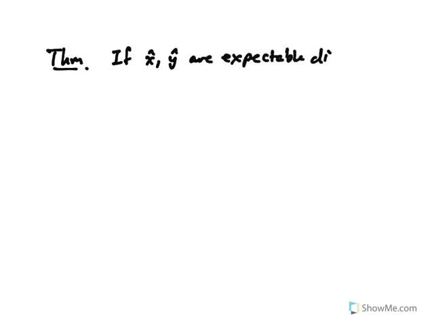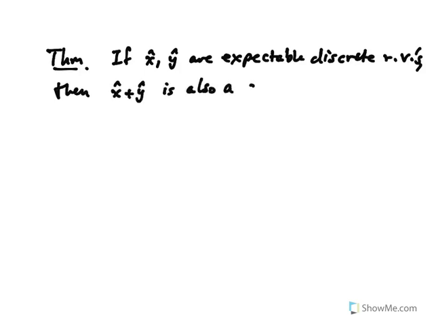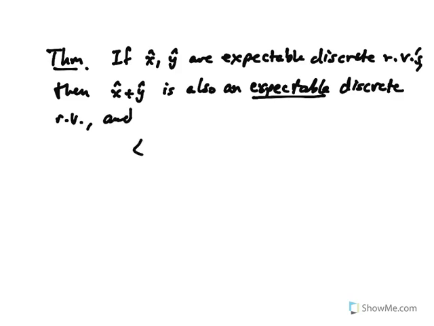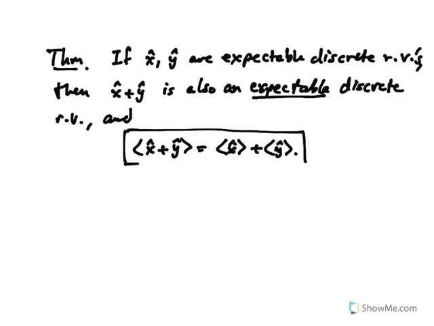Good. Well, now we get something quite nice as a corollary of this, which is that if, let's say, X and Y are both expectable discrete random variables, then their sum is also an expectable discrete random variable. Okay, we know that it's discrete already. We proved that. But the new piece of information is that their sum is also expectable. Okay, and the expected value of the sum is just exactly the sum of the two expected values. That's a key piece of the linearity theory.